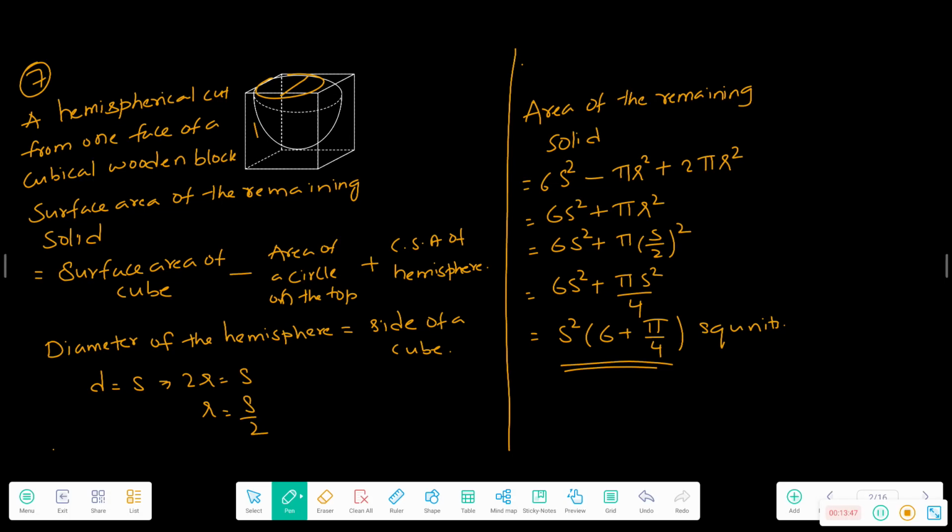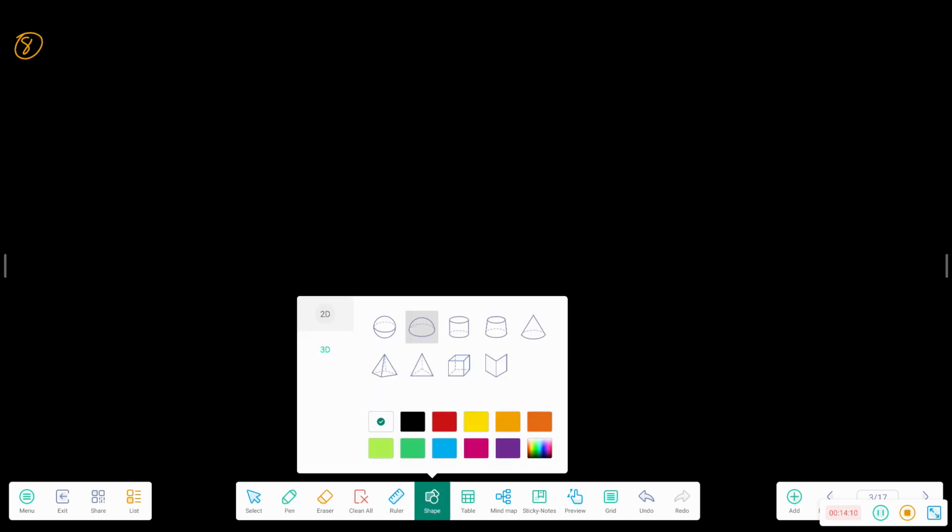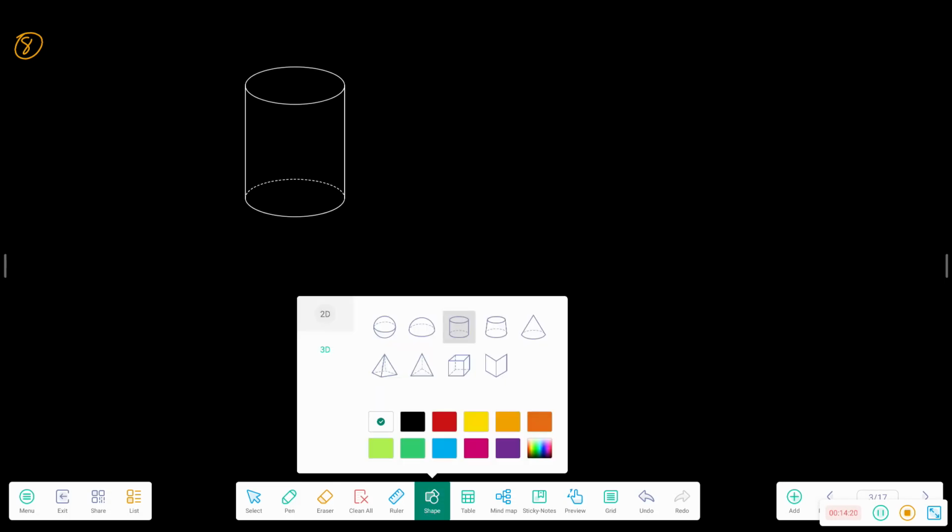Now let me move to the last question from this exercise, that is question number 8. Problem number 8, the wooden article was made by scooping out a hemisphere from each end of a solid cylinder. So they have given that it is a solid cylinder. Now let us take a solid cylinder here. From this solid cylinder, they have scooped the hemispheres.